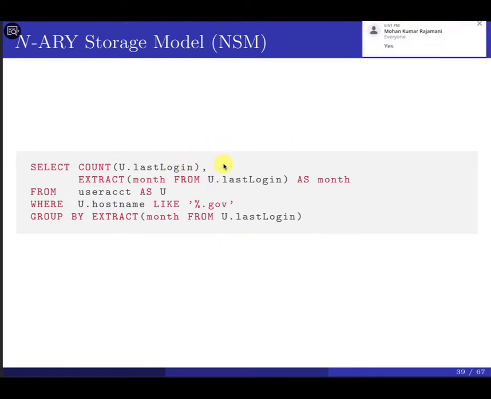Great. So take a look at this kind of query here. Assume the data is going to be an array, okay? And we're going to see whether this query makes sense, whether it's going to be easy to execute using this kind of storage model or not. Remember, in the NSM or row storage, the database management system stores all the attributes for a single tuple contiguously in a page.